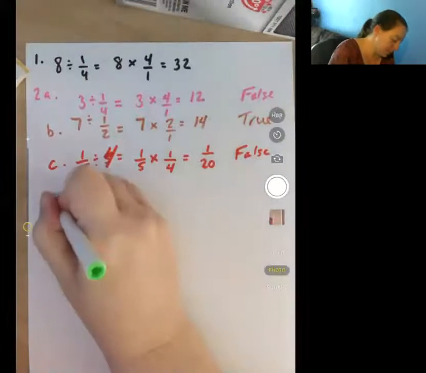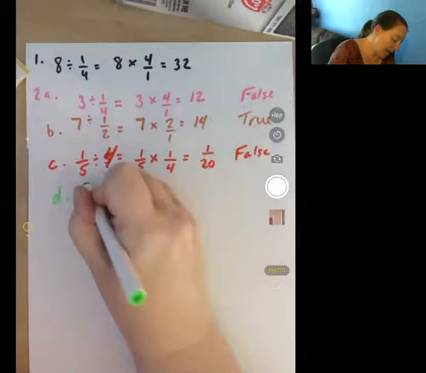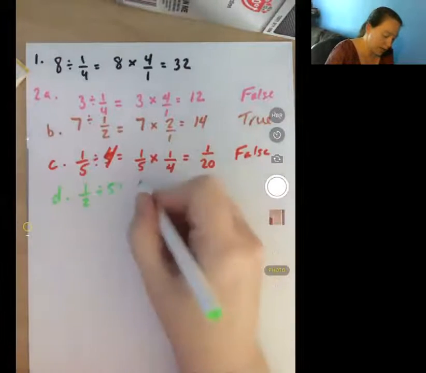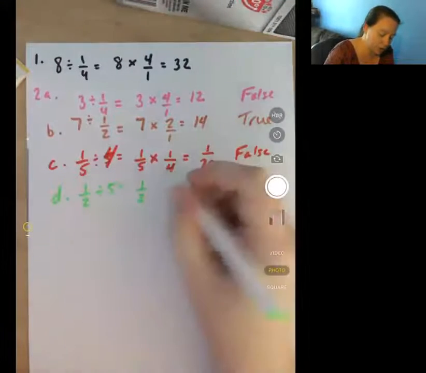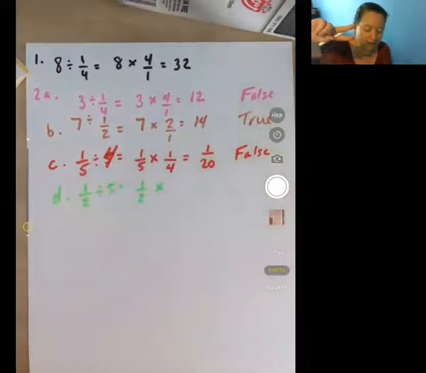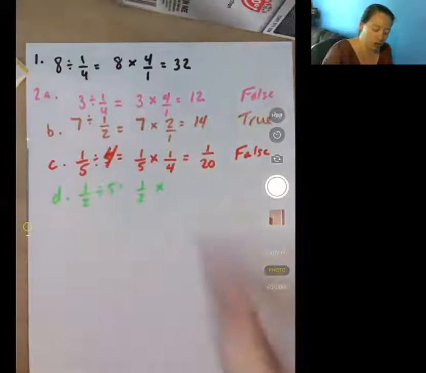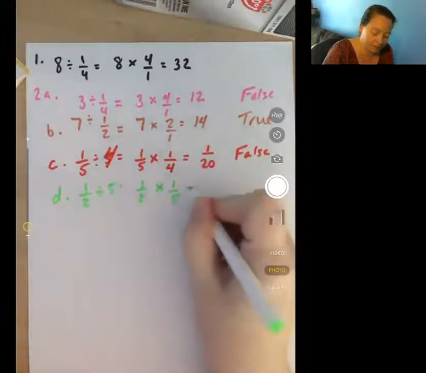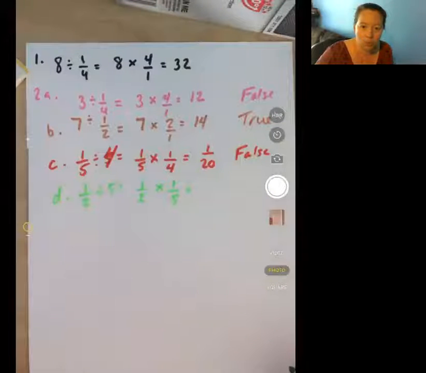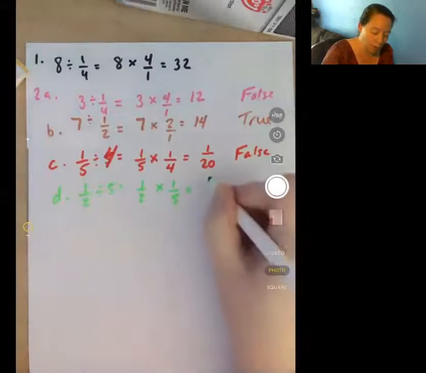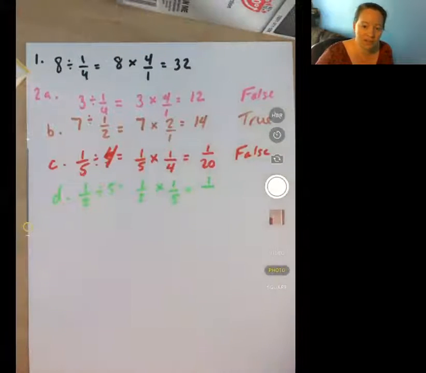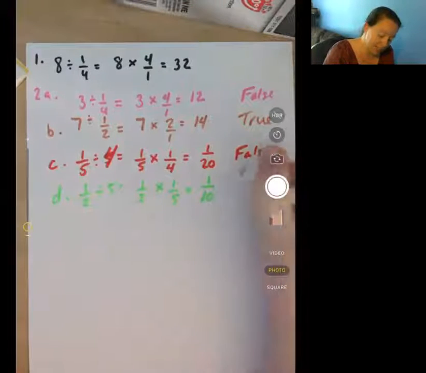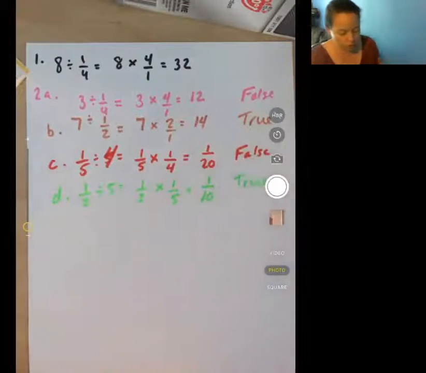Letter D, 1/2 divided by 5 is equal to 1/2, stays the same. Division becomes multiplication. 5 flips. So that imaginary 1, that invisible 1, goes on top and the 5 goes on the bottom. 1 times 1 is 1. 2 times 5 is 10. Is it 1/10? Yes, it is. So that is true.